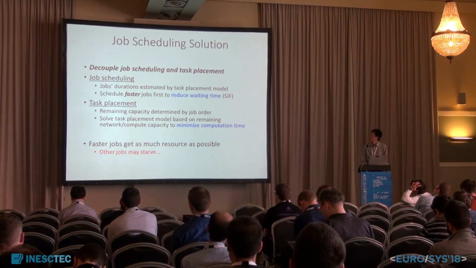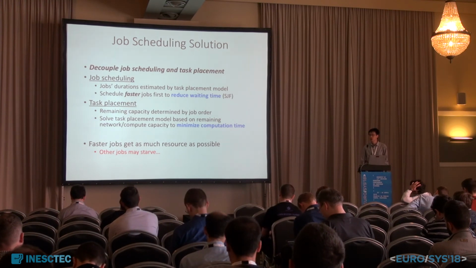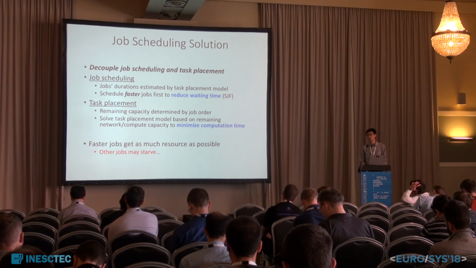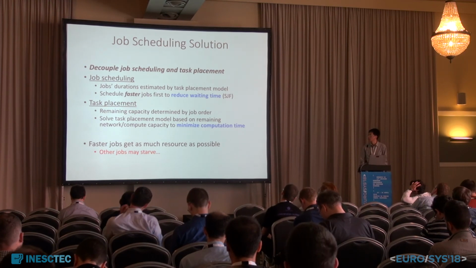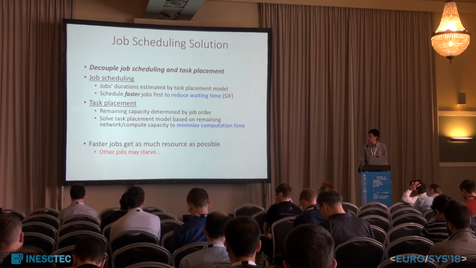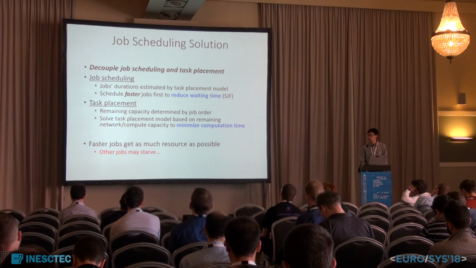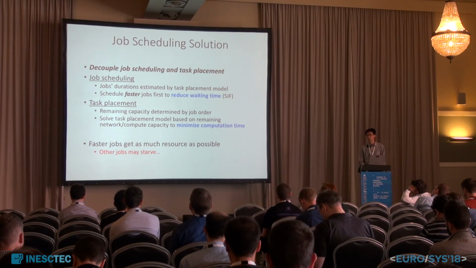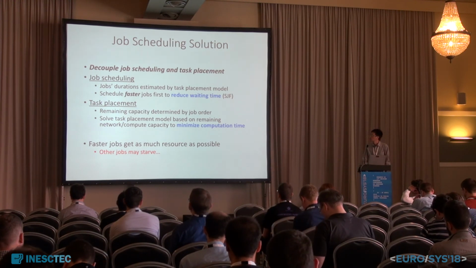So in our solution, we decouple the decisions of job scheduling and task placement. In the job scheduling part, we schedule the faster jobs first to reduce the waiting time, which is the philosophy of shortest job first. And the job duration is estimated based on how each job places its tasks. Remember that when we have the linear program model, by solving that optimization model, we not only get the task placement, but we also get an estimated completion time for the job.